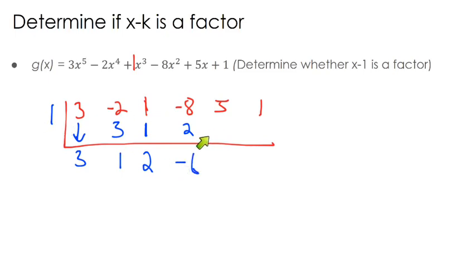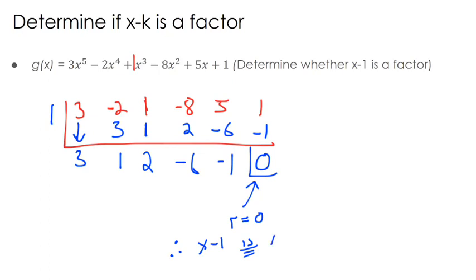Negative 6 times 1 is negative 6. Add straight down and get negative 1. And negative 1 times 1 is negative 1. I add straight down and I get 0. Now we have a remainder that is 0, or in other words, there is no remainder. Therefore, x minus 1 is a factor of g of x.